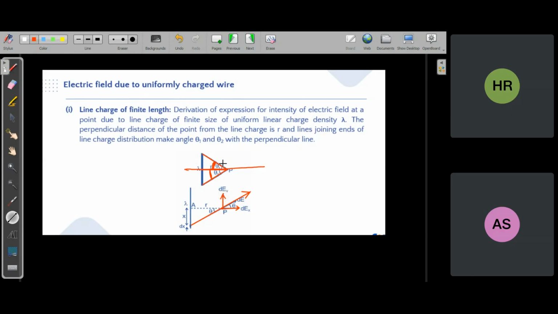Because here the situation is not symmetrical. Theta 1 and theta 2, both angles are not equal to theta. Are you getting? So the parallel component will not get cancelled here because the point P is not exactly at the center of the wire. Are you getting? Not getting?